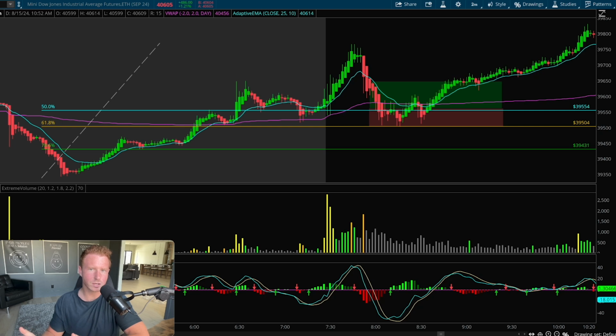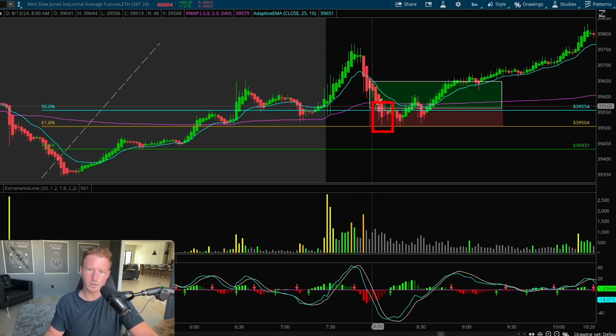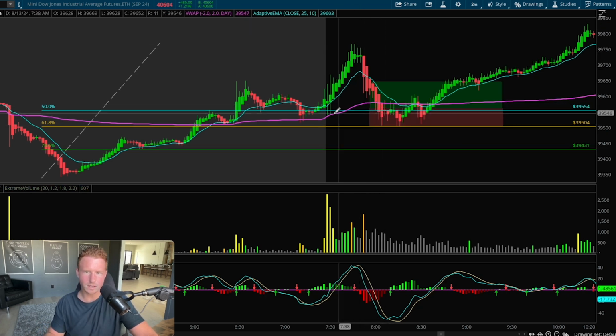And guys, it's not like I'm cherry picking examples. These are real trades I took. I only take 1 or 2 trades a day. So anyways, as you can see, it pulled exactly back to the 61.8. We're just below VWAP, but it was fine because we had the support level as an extra confirmation as well.